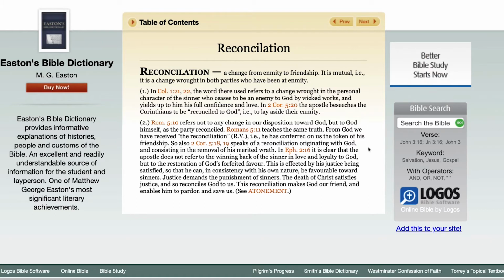At the end of the definition, you'll notice a recommendation to look up the word atonement. This is a related concept and will further build your understanding of reconciliation and the passage you're studying, its biblical context. As you can see, using a Bible dictionary is simple and incredibly helpful.